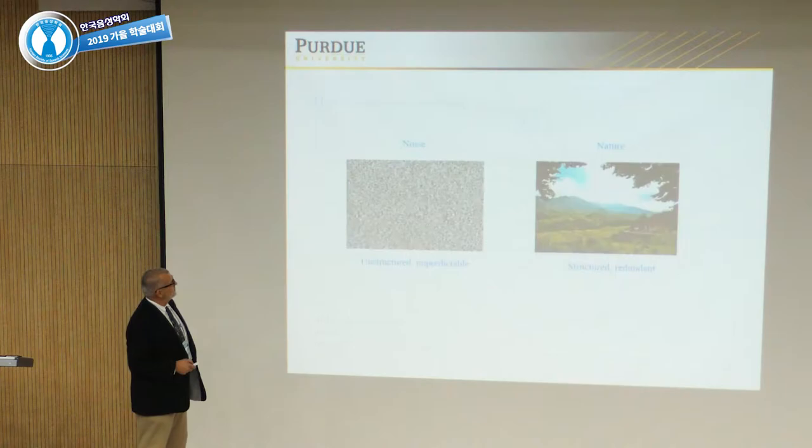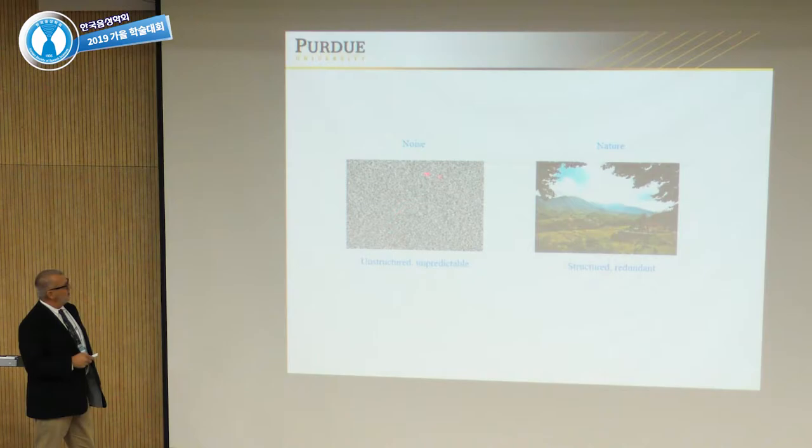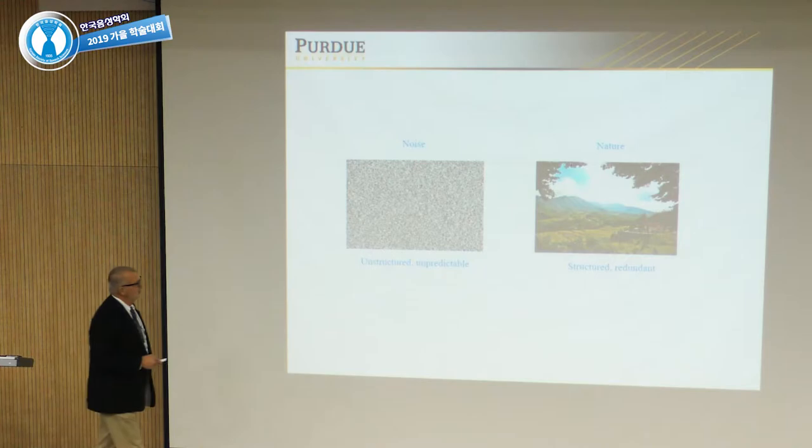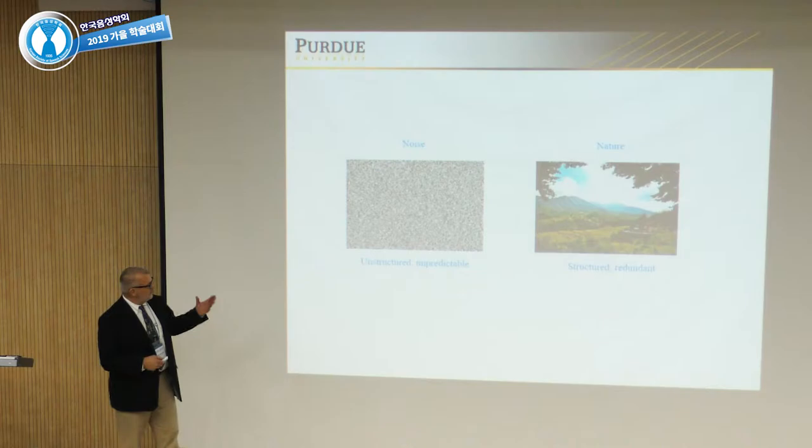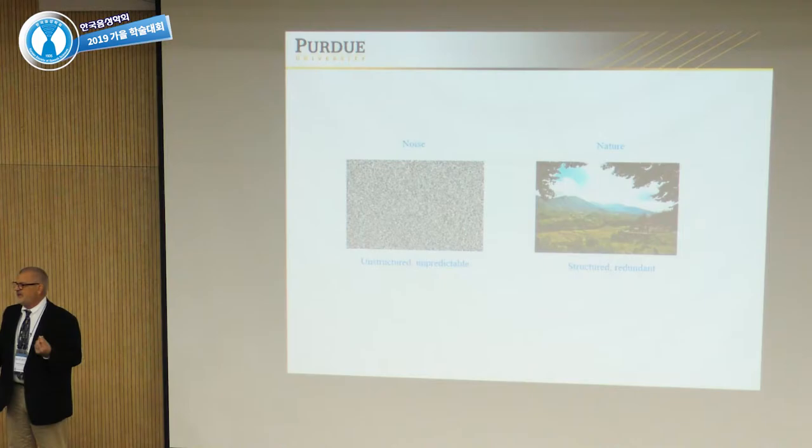So this is really to emphasize that idea. This has the most potential information. It is white noise. This, a scene from a Korean countryside, you see has much less actual potential information. And the reason is it's richly structured. And what structure means is it's actually very redundant.